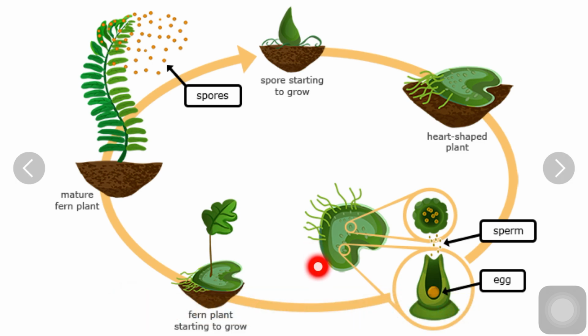Reproduction in pteridophytes occurs asexually by spores and sexually by zygote formation. Students, as you can see in the image, a mature fern plant releases spores during favorable conditions. Spores are dispersed into the air and fall down on the ground. After that, a new plant starts growing. The plant which starts growing is heart-shaped, in which there are sperm as well as egg. They get fused and a new fern plant starts to grow.